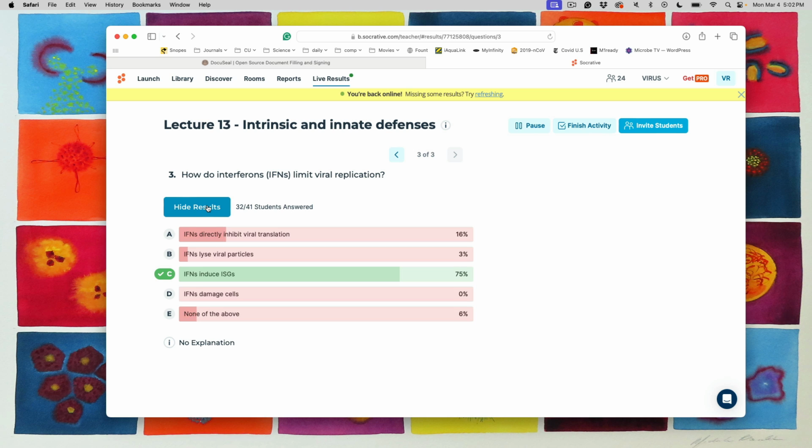The answer is interferons induce ISGs. That is how they limit virus replication. They do not directly do anything to a virus-infected cell except induce ISGs. So they don't inhibit viral translation on their own. IFIT1 would, but not interferon. Interferons don't lyse viral particles, and it's not none of the above because it's that they induce ISGs. So remember, this is a key point. Interferons are antiviral because they induce other proteins that have antiviral activity. They're not in themselves antiviral in any way.